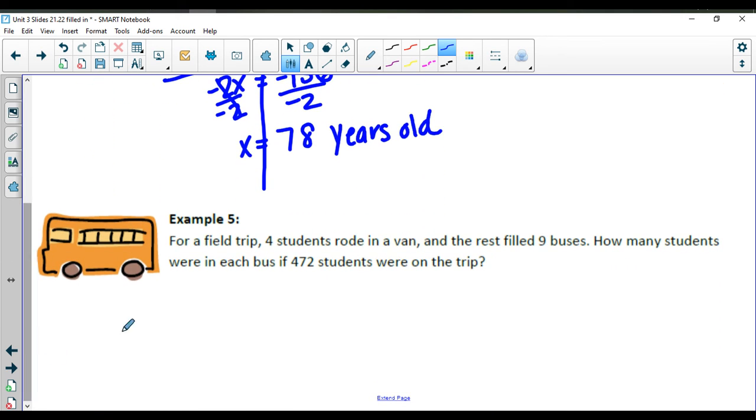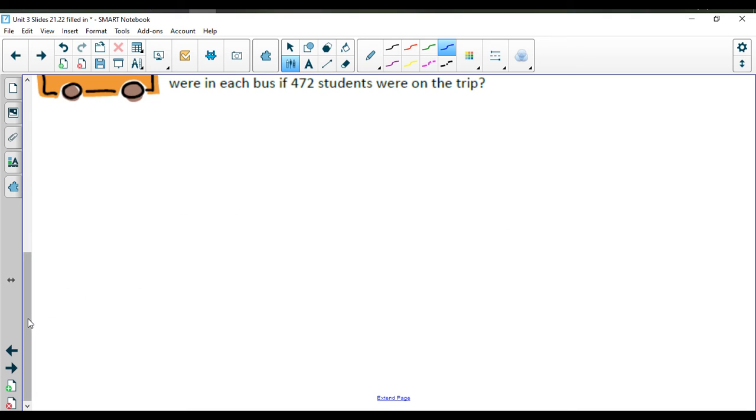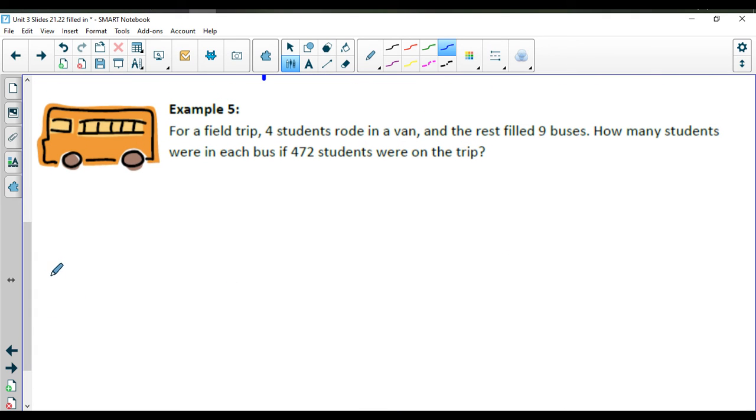All right, example number 5. For a field trip, 4 students rode in a van and the rest filled 9 buses. How many students were in each bus if 472 students were on the trip? Now I'll have you go ahead, take a minute, look at the multiple choice that are going to pop up here, and pick which equation is best going to match this scenario.